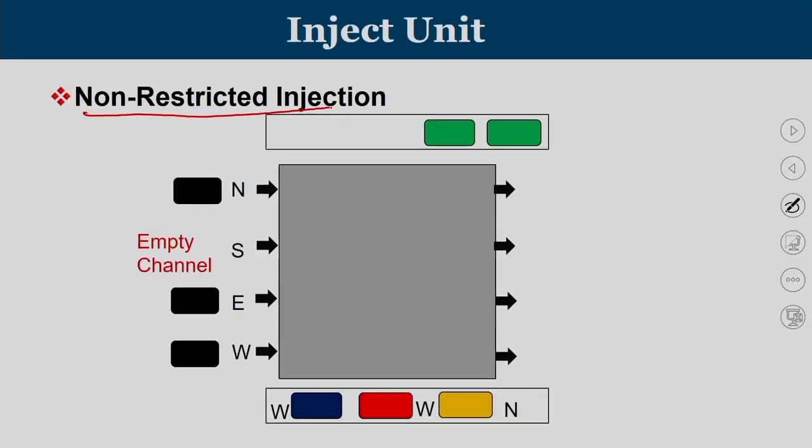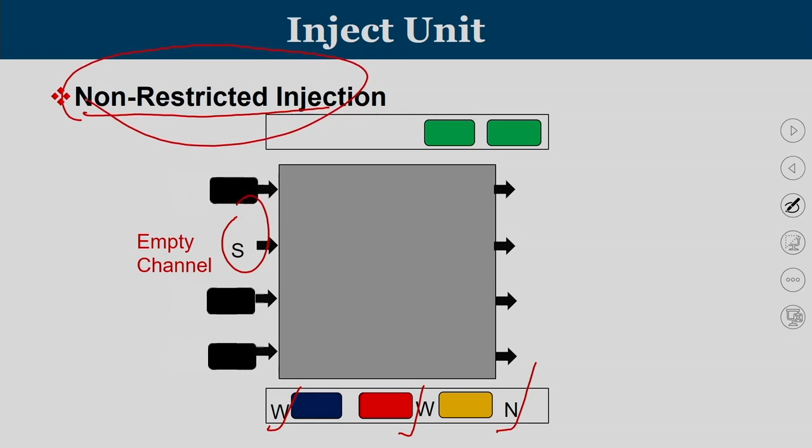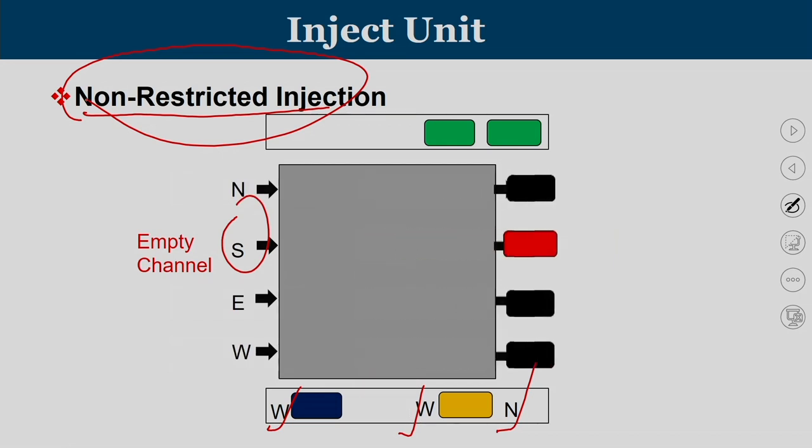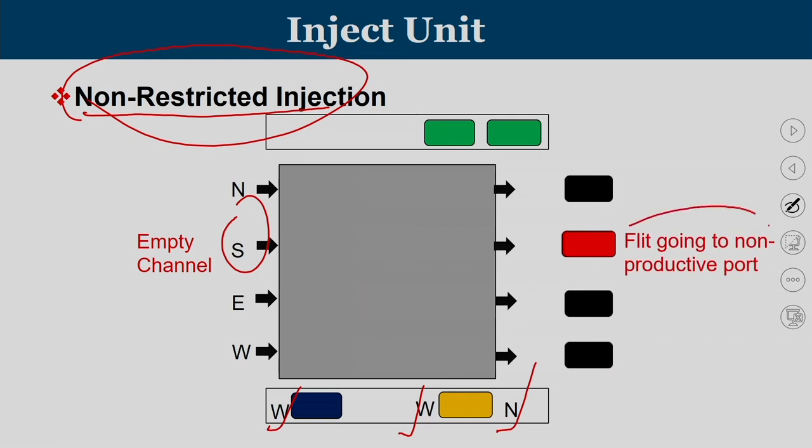So, in this case, the south is the empty channel. One flit wants west, one flit wants west, and the third flit wants north, but I am not going for restricted injection because now my buffer occupancy is very high. I cannot offer this. So, whatever channel is available, the flit gets added into it. So, you can see that one of the flits is added, and that is not the direction that the flit was looking for. So, the flit is going to a non-productive port. So, when the buffer occupancy of a core buffer or a side buffer is nearing full, then the router operates in non-restricted injection. So, a flit will be injected into whatever output port is freely available.